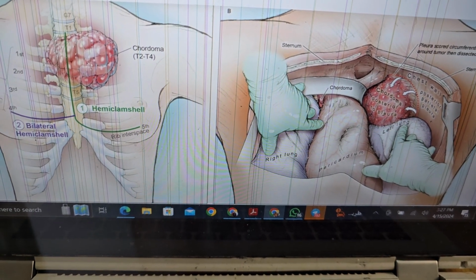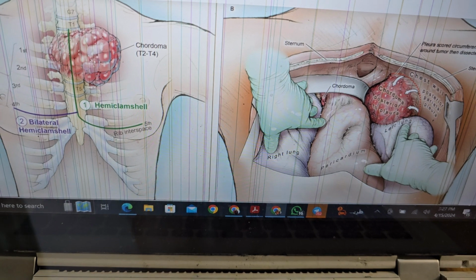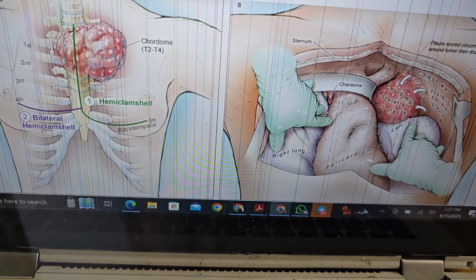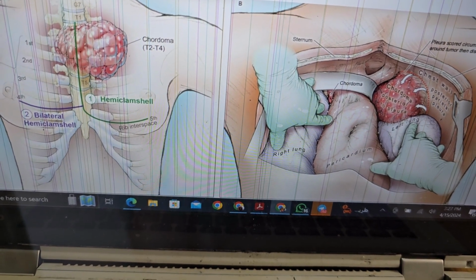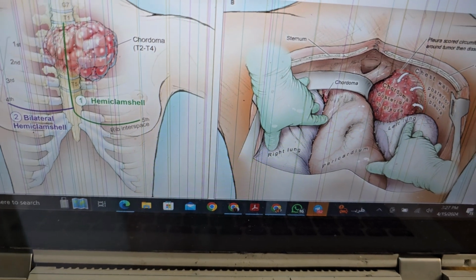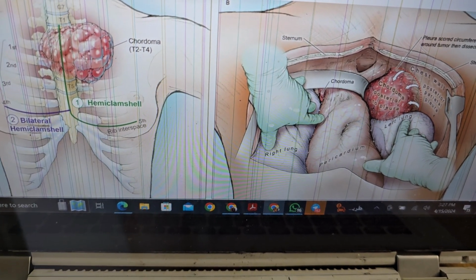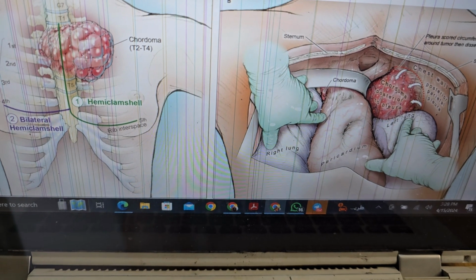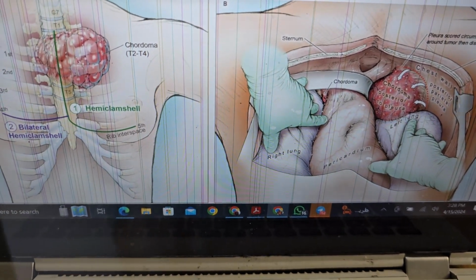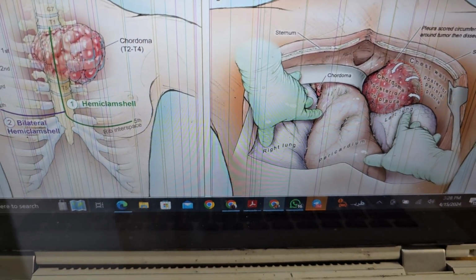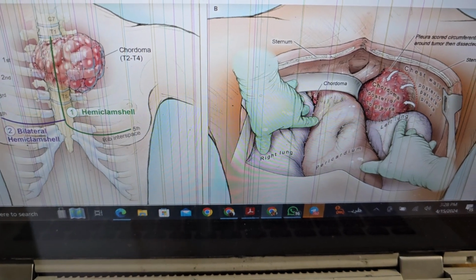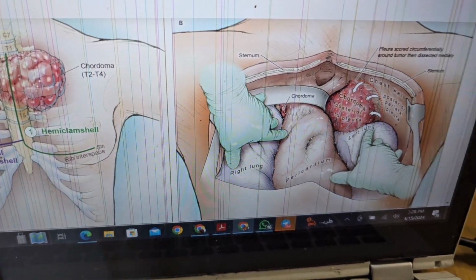In this picture you can see the chordoma posterior to the pleura, how it can be seen and appreciated, and how we are approaching behind the pericardium and everything. So this was just to give a pictorial introduction. Now I will give you the introduction of this tumor.